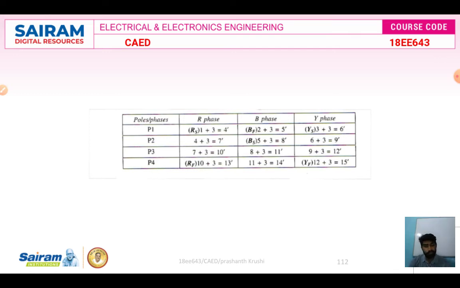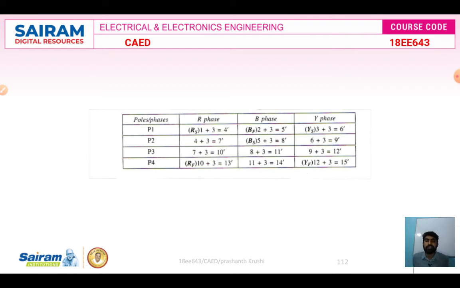4 poles are given, so you have to mention 4 poles. RS: 1 plus 3 is 4 dash, 2 plus 3 is 5 dash, 3 plus 3 is 6 dash. I mean, one conductor, the first conductor, is connected to the third conductor, 4 dash. 2 plus 3, 5 dash: the second conductor of that B phase, pole 1, is connected to 5 dash, okay. And Y phase, 3 plus 3, 6 dash, okay.